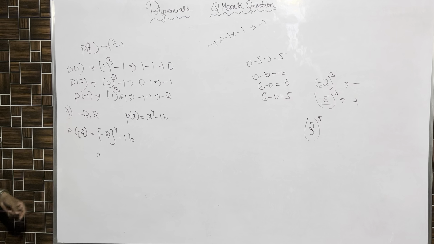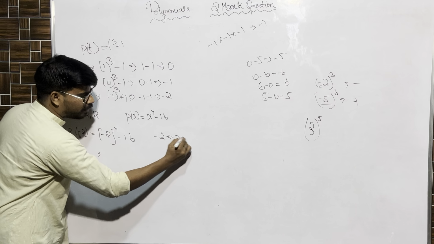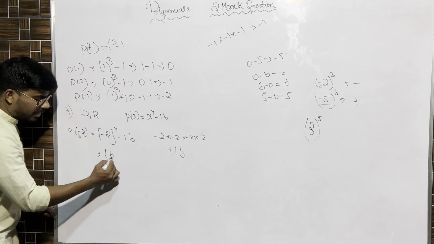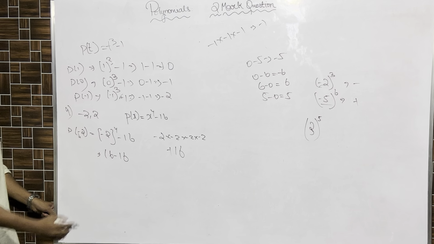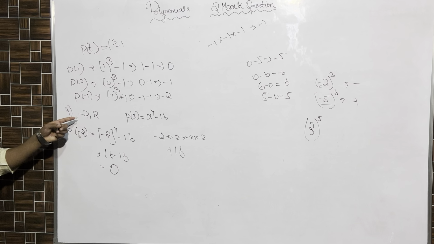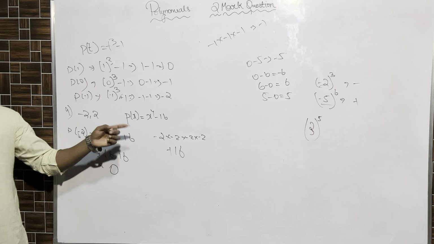2 power 4 is 16. You have to write 2 four times: -2 into -2 into -2 into -2. Minus minus minus, you already know that the answer is plus. 2 2s are 4, 4 2s are 8, 8 2s are 16. 16 minus 16, how much? 0. 16 minus 16 is 0. Next. So -2 is a 0 of the polynomial.